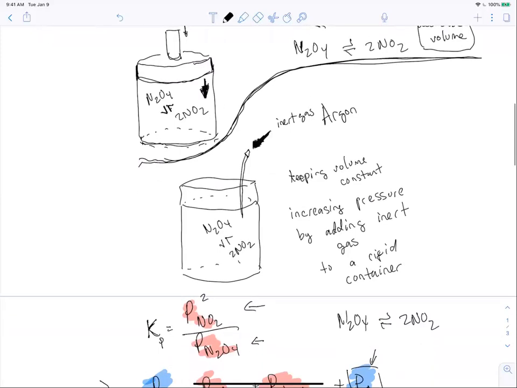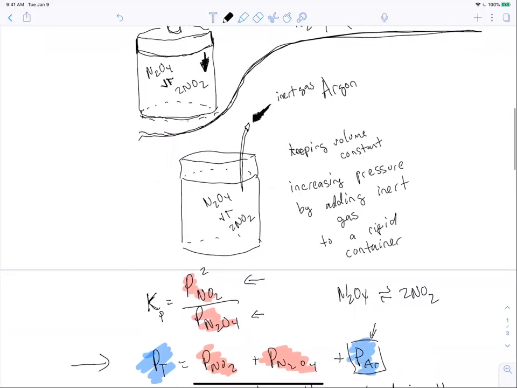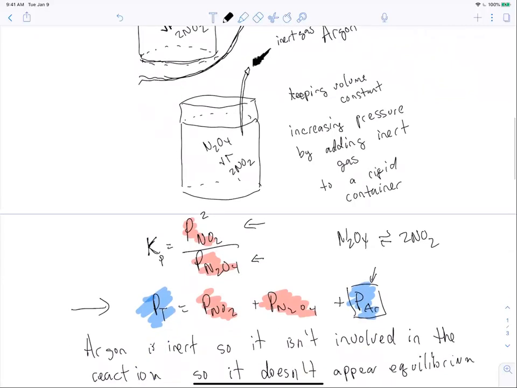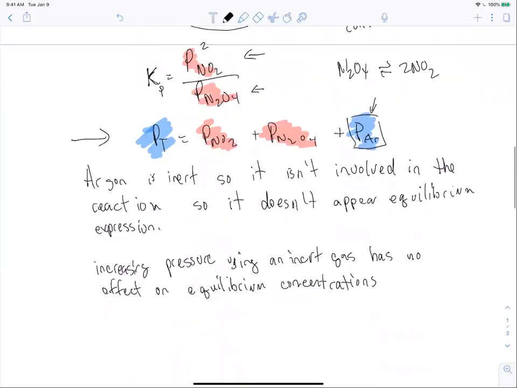In this less familiar case where I increase the pressure by just pumping in another gas like argon, I don't see any change in the equilibrium concentrations because I'm not changing the volume of the system or the temperature of the system. So there's 1, 2, 3, 4, 5, 6, 7, 8, 9 different things that you could conceivably mess with.